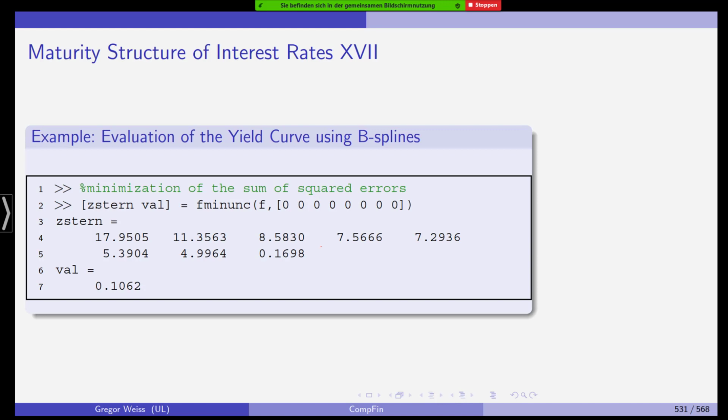Now Z star, these are the optimal coefficients of the B-splines in the representation of the cubic spline, that is the set of discount factors. These are not discount factors here, but these are the optimal coefficients. The function value is actually 0.1, meaning that this is the squared pricing error, which is okay, it's not 0. We need to keep this in mind.